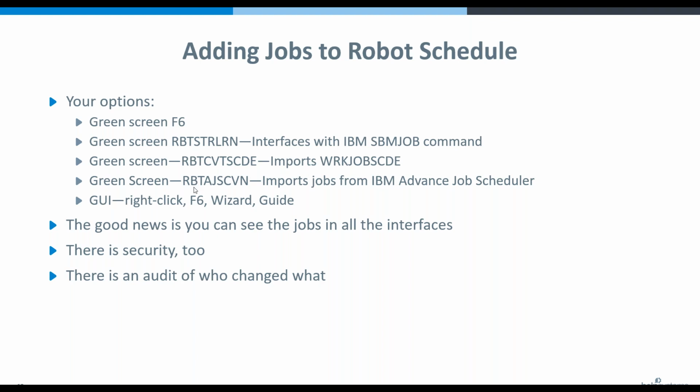We also can convert people from Advanced Job Scheduler to Robot Schedule. And we do have people that do that because there are more advanced features, or maybe they want to extend their scheduling from IBM i to Windows, Unix, and Linux. You can't do that in Advanced Job Scheduler very well. And then of course the GUI, I can right click, I can F6, there's the wizard, there's the guide. I just kind of showed you some of those things. I got ahead of myself a little bit, Chuck. I often do that. The good news about all this is that you can see all these jobs in both spots. And then also there's security, you can secure your jobs, and there's also auditing. You can see who changed what inside of Robot Schedule.